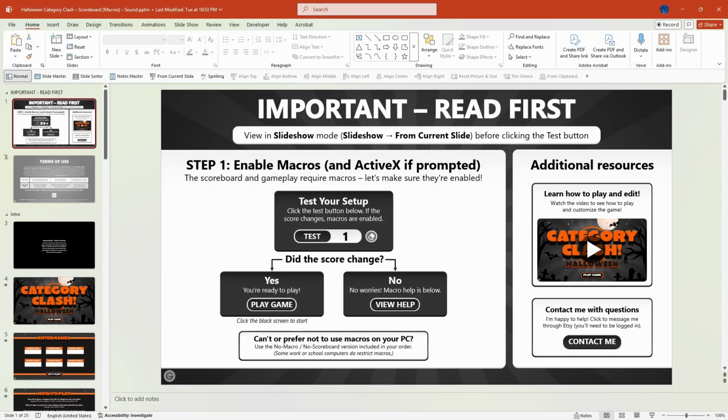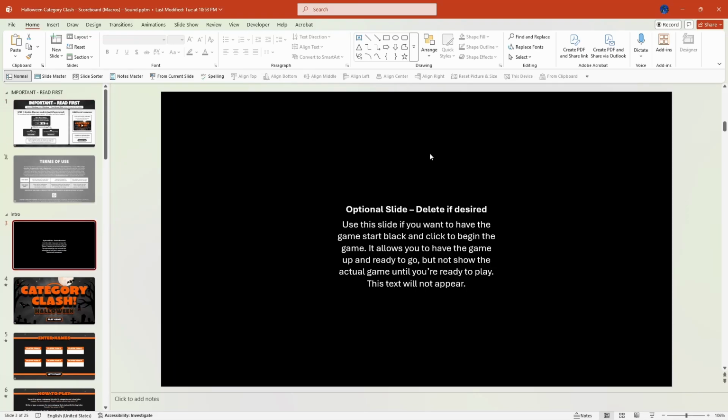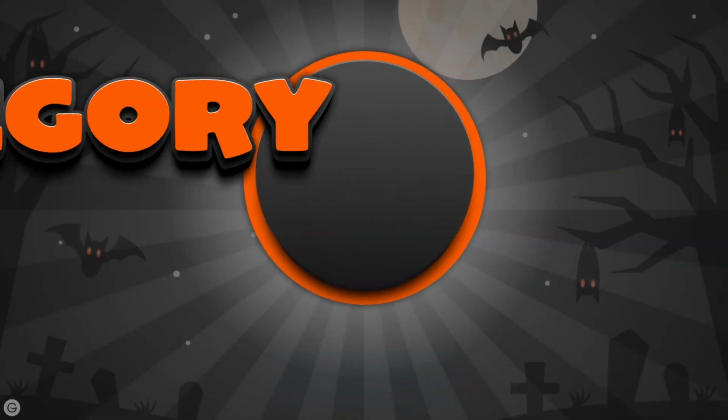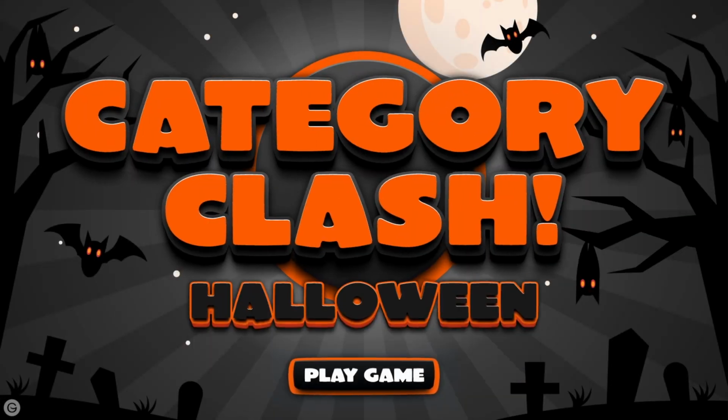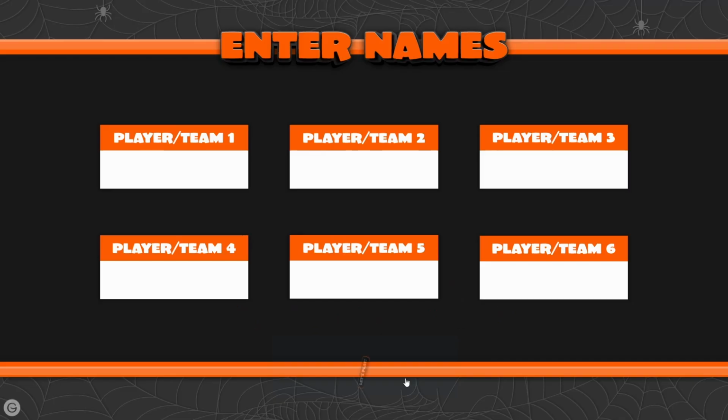Once you have the file open, start the slideshow from the beginning. There is an optional black slide that you can use to have the game up but not visible until you click the slide. You can delete this slide if you would rather have the game start immediately. The game starts with a quick intro, and once you're at the main screen, click Play Game.